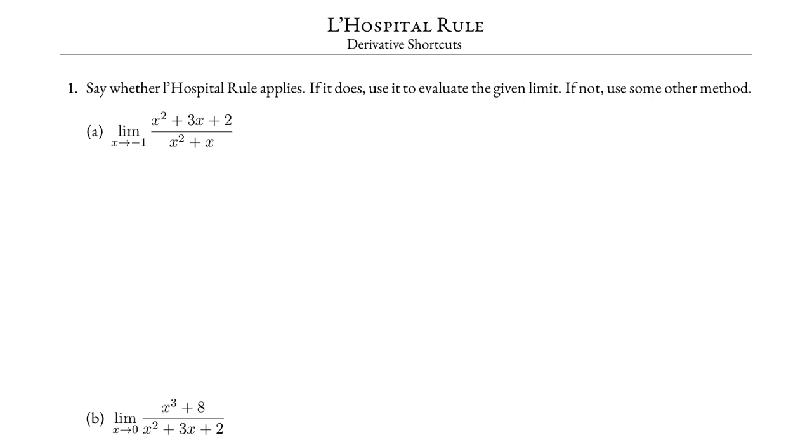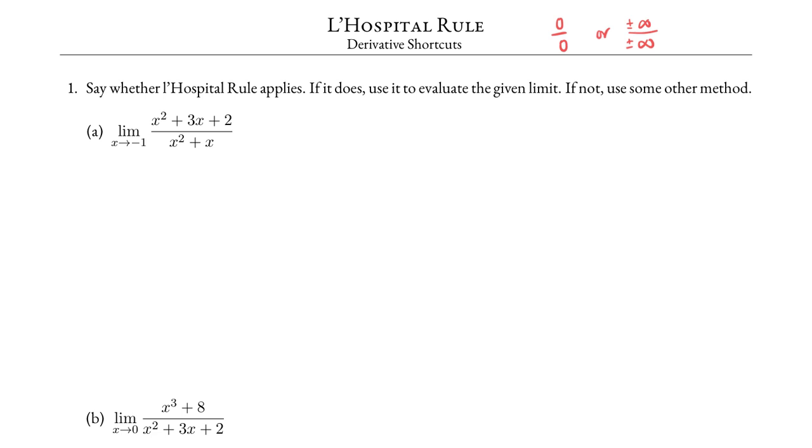The indeterminate forms are 0 over 0 or infinity over infinity. This can be plus or minus infinity over plus or minus infinity. The sign of the numerator and the denominator do not have to be the same.